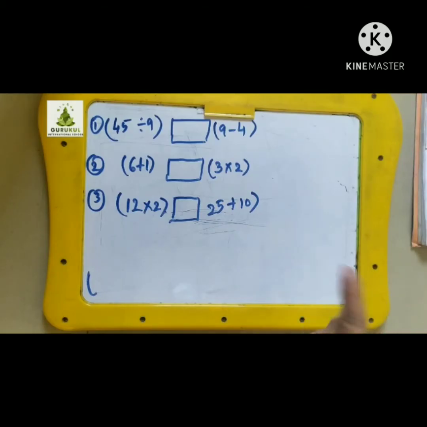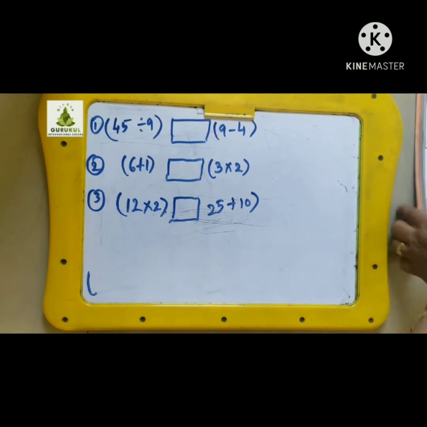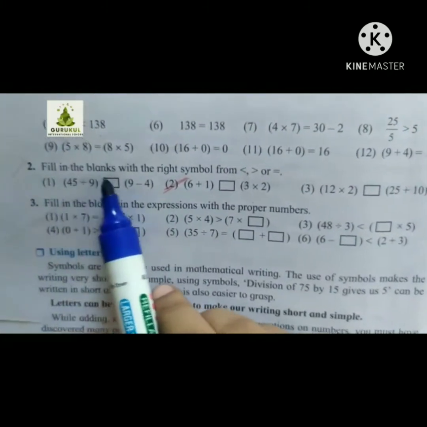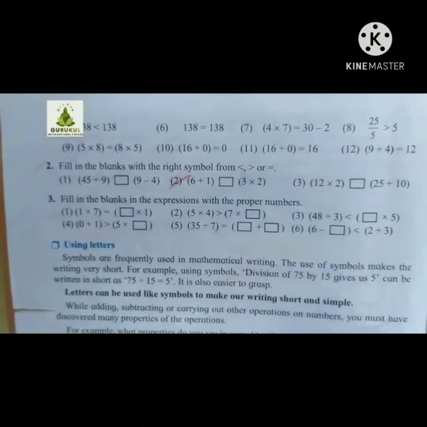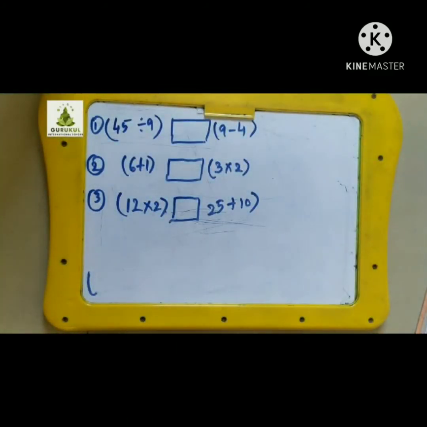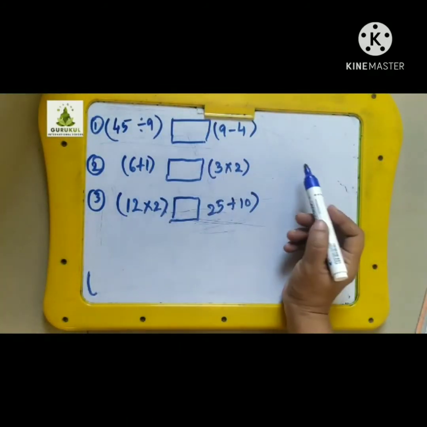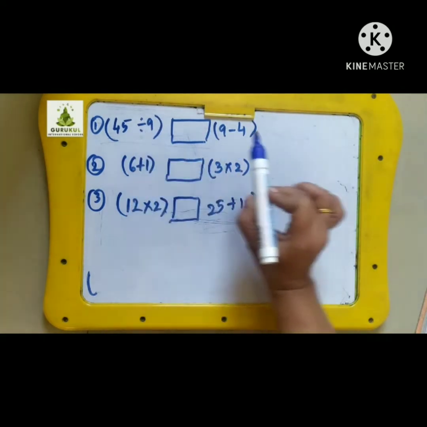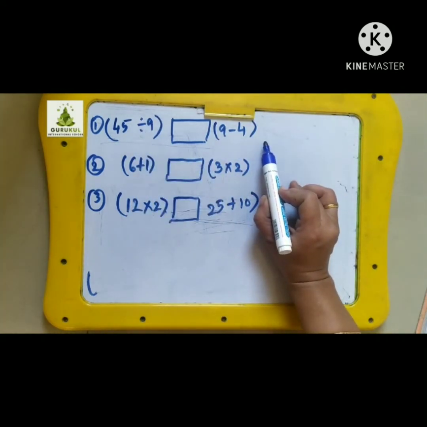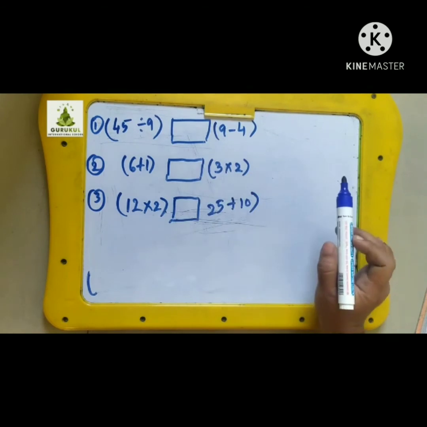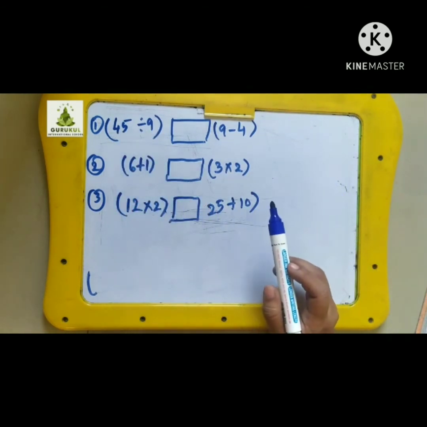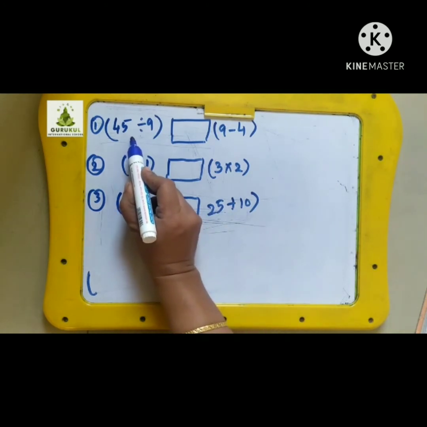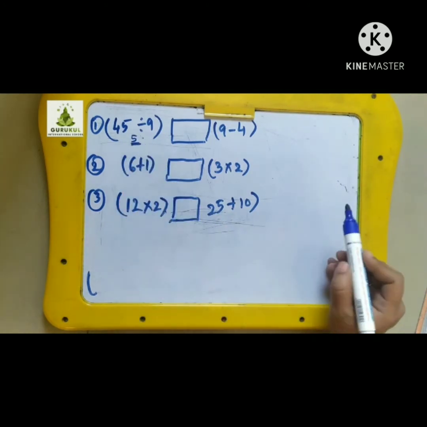The second part of the problem set now we have to see. Fill in the boxes. See the second part. Filling the blanks with the right symbol: greater than, less than or equal to. Now here you have to work out the answer for the left hand side and the answer for the right hand side, and accordingly we have to decide what sign will come here. Now 45 divided by 9, what does the answer come to? Correct. You get the answer as 5 over here.